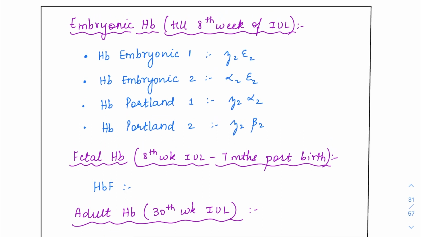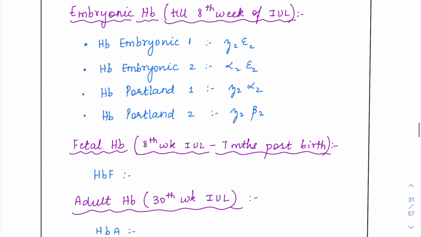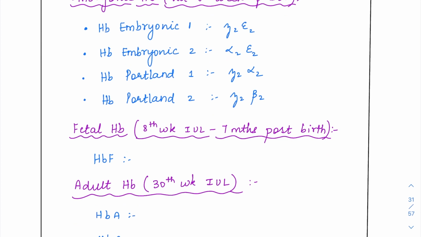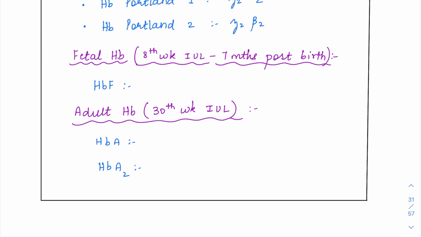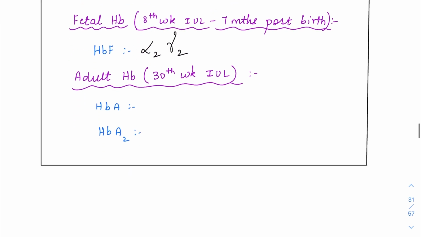In the embryonic age group, that is less than 8 weeks of intrauterine life, we have embryonic hemoglobins, 4 of which are important: hemoglobin embryonic 1 and 2, then Portland 1 and 2. Apart from that, we have fetal hemoglobin, from the 8th week of intrauterine life to at least 6 to 7 months post birth, until the maternal antibodies are removed. HbF is alpha 2 and gamma 2.